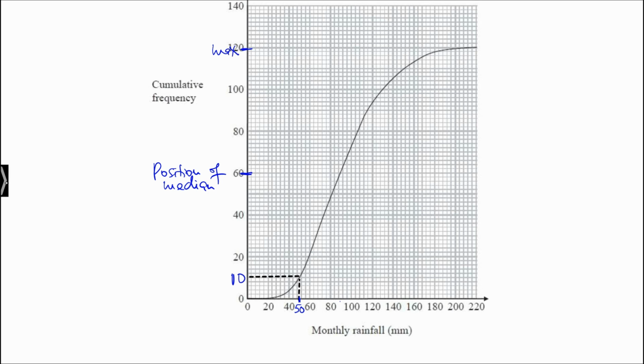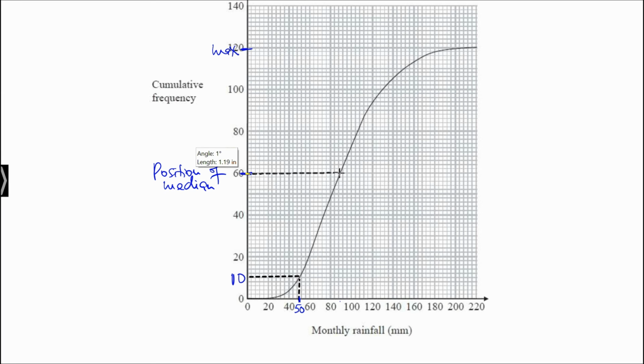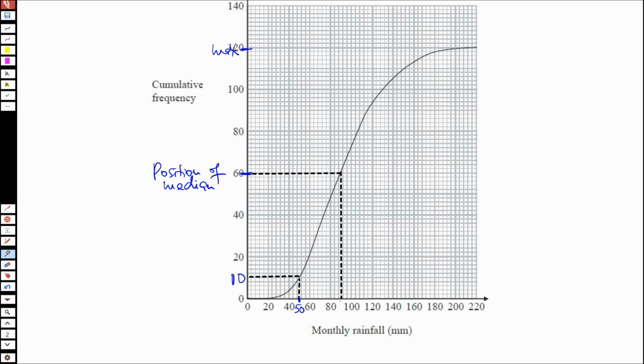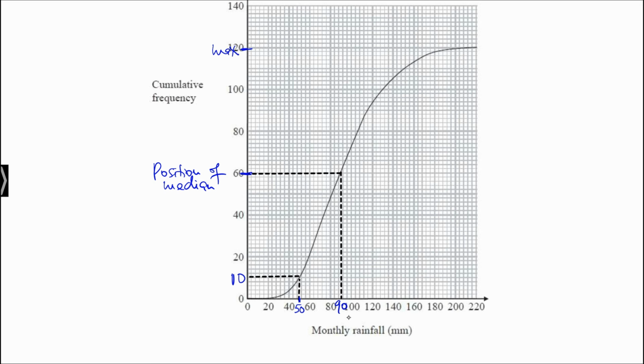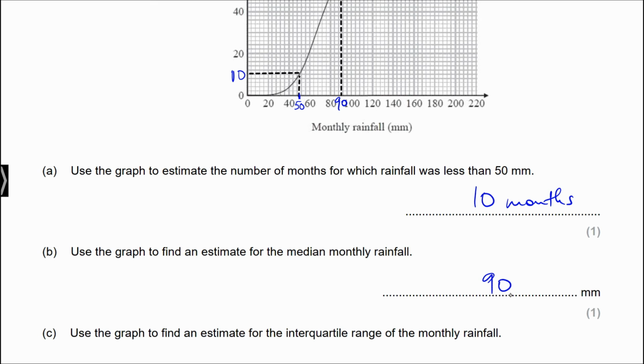So this is the position of the median. And what you do at this stage is you take a ruler, draw a horizontal line from here, 60, all the way across to the curve, and then a vertical line from there all the way down. Yeah. So, if you look at this scale here, this value here is about 90. So we can go ahead and just say here 90 millimeters.